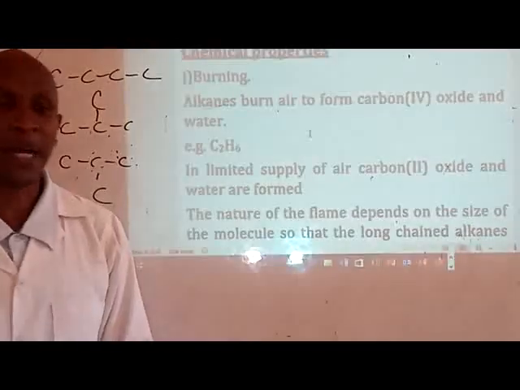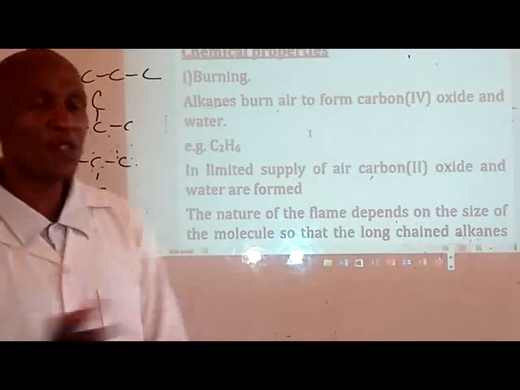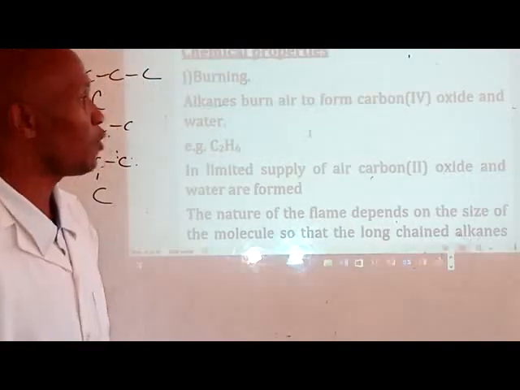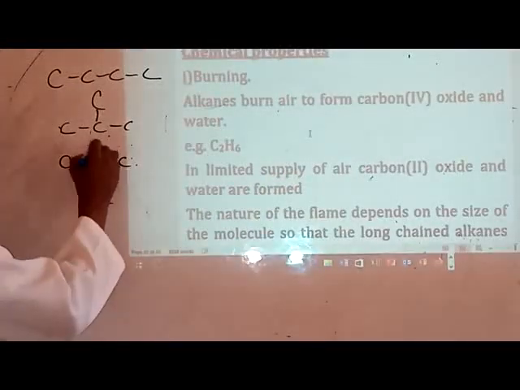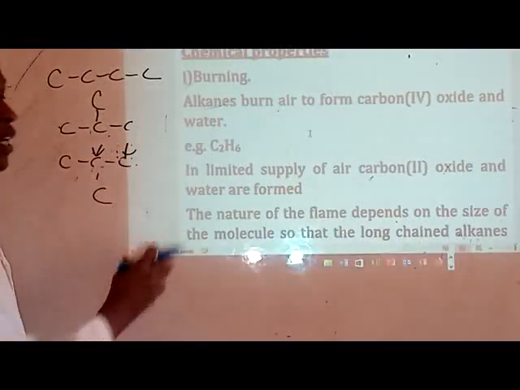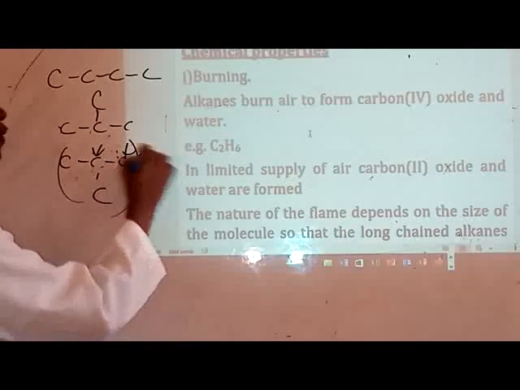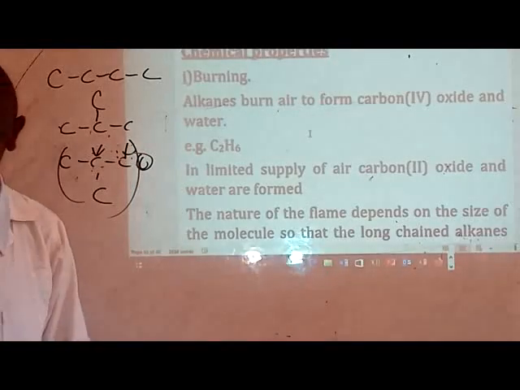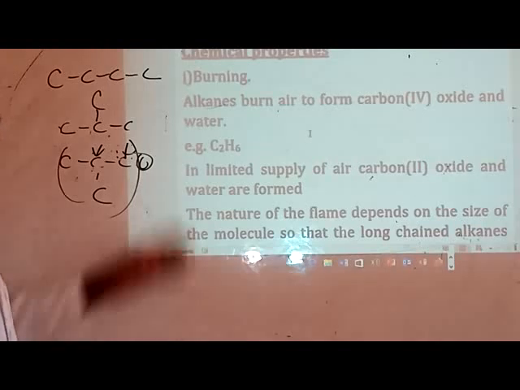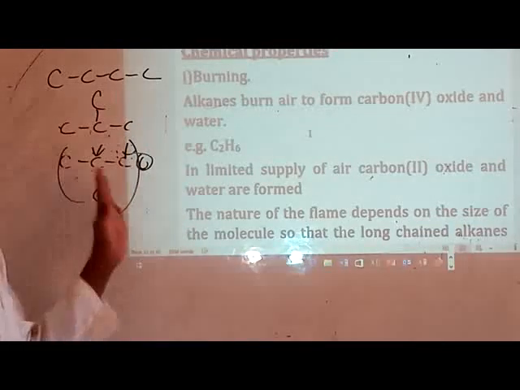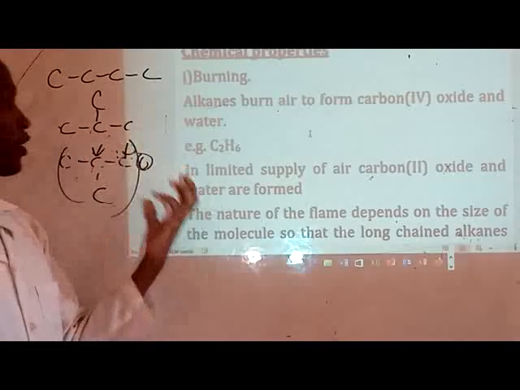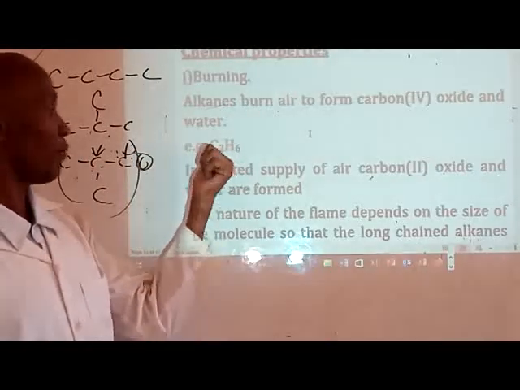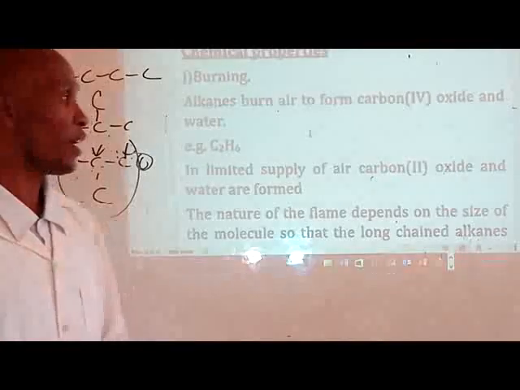But what are they burning to produce? They are burning to produce carbon dioxide and water. So you oxidize that, you also oxidize that. You don't combine the whole of that with oxygen, as some people will want us to believe. It cannot combine the whole of that with oxygen. It is actually destructive. It will break down, so you will get carbon dioxide, you'll also get water.